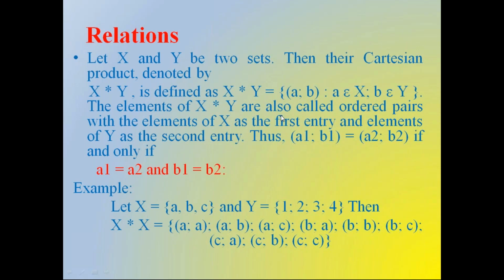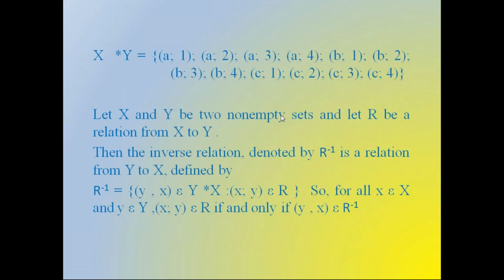Let X and Y be two non-empty sets and let R be a relation from X to Y. Then the inverse relation, denoted by R power minus 1, is a relation from Y to X defined by R power minus 1 equal to {(y, x) belongs to Y × X such that (x, y) belongs to the relation set R}. So for all small x belongs to capital X and small y belongs to capital Y, the ordered pair (x, y) belongs to R if and only if (y, x) belongs to R inverse. This is the definition of the inverse relation.